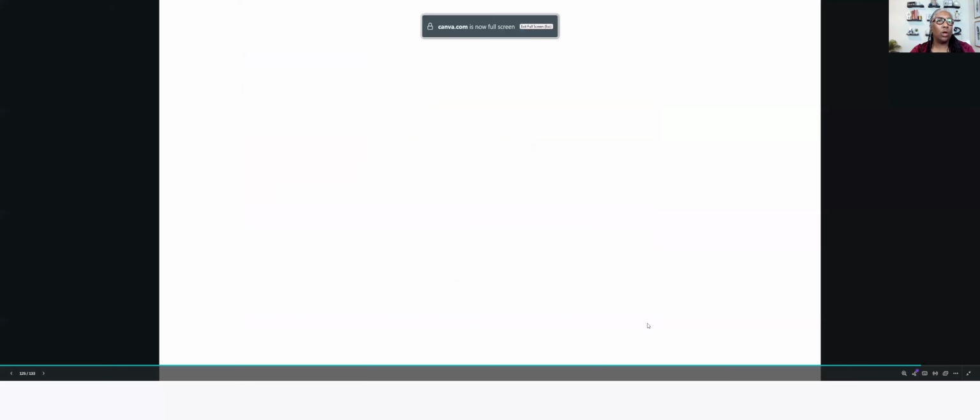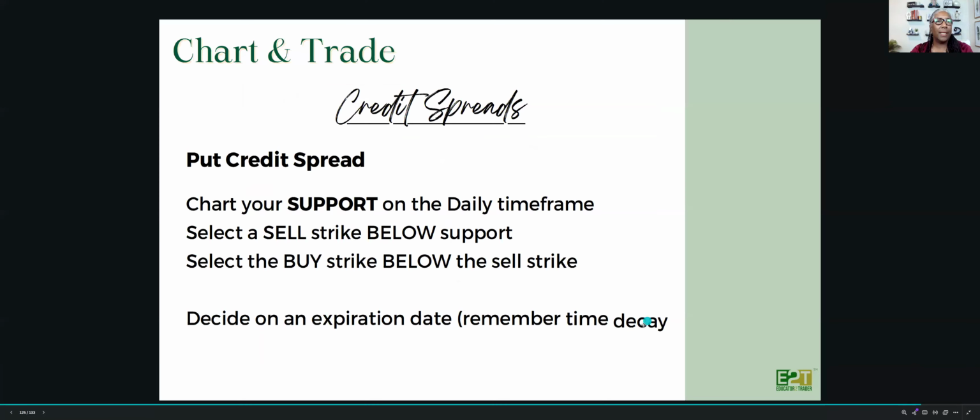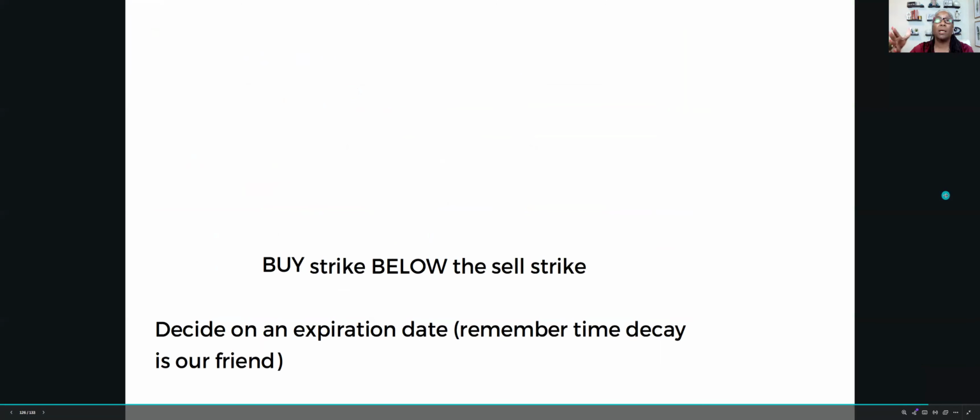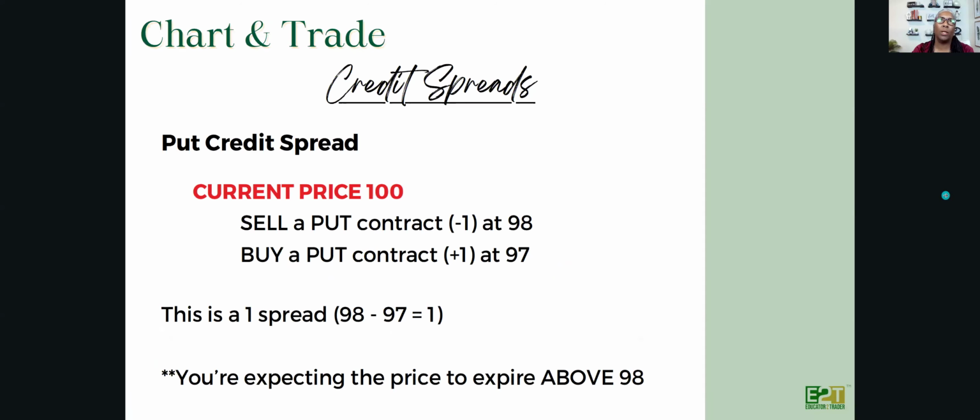You want to decide on your expiration date. And again, remember, theta is our friend. Time decay is our friend. If we're doing weeklies, I like to do Tuesday or Wednesday. Some of us do Monday. I like all the days, to be honest. I like them all for different reasons. Because I also like to enter on Friday for the next Friday because you get good premiums that way. And then the weekend helps you with theta decay.